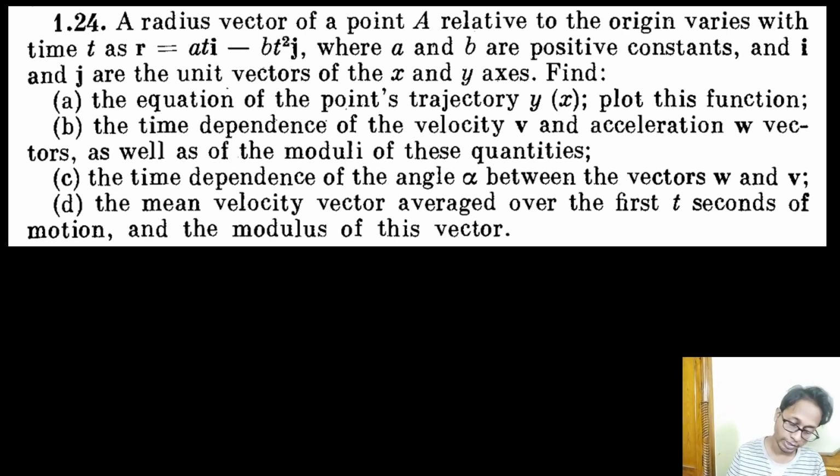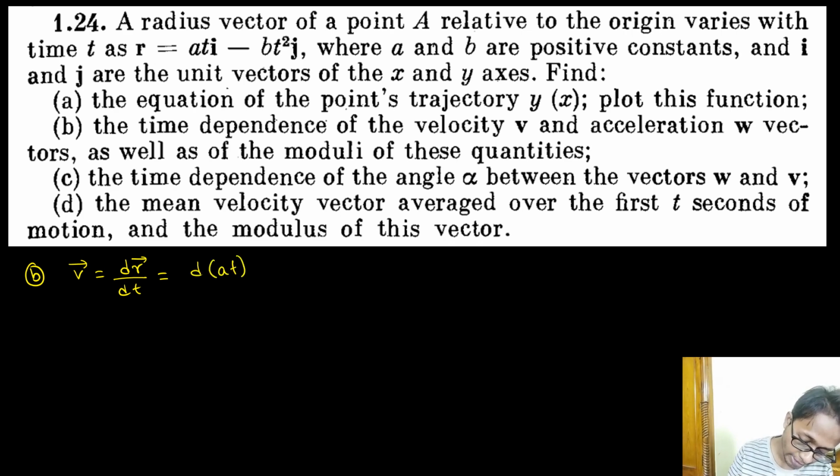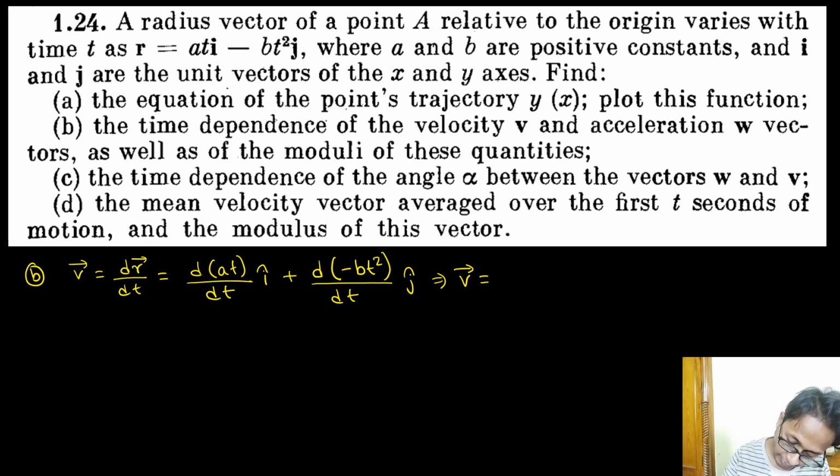Now part B of the question is saying, find the time dependence of velocity and acceleration vectors as well as the moduli of these. So what part B is asking is, find the equation of velocity. Velocity is nothing but dr by dt, which is d of at by dt i plus d of minus bt square by dt j, or the velocity vector is nothing but ai minus 2btj. This is the velocity vector.